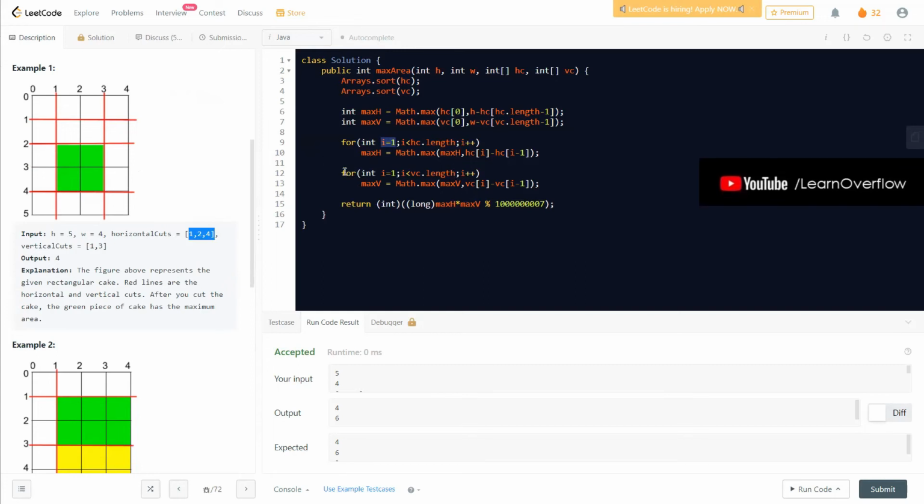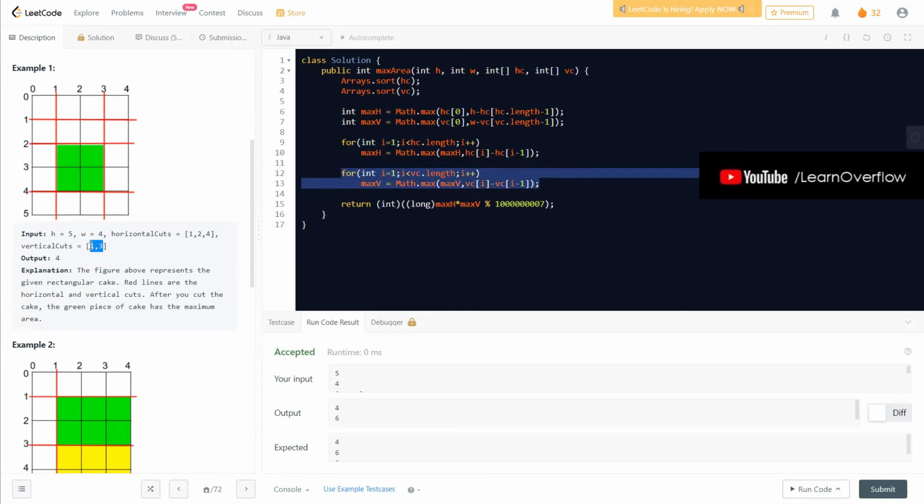In a similar way we go through the vertical cuts, like 3 and 1, the distance between them, and then we find out the maximum distance.